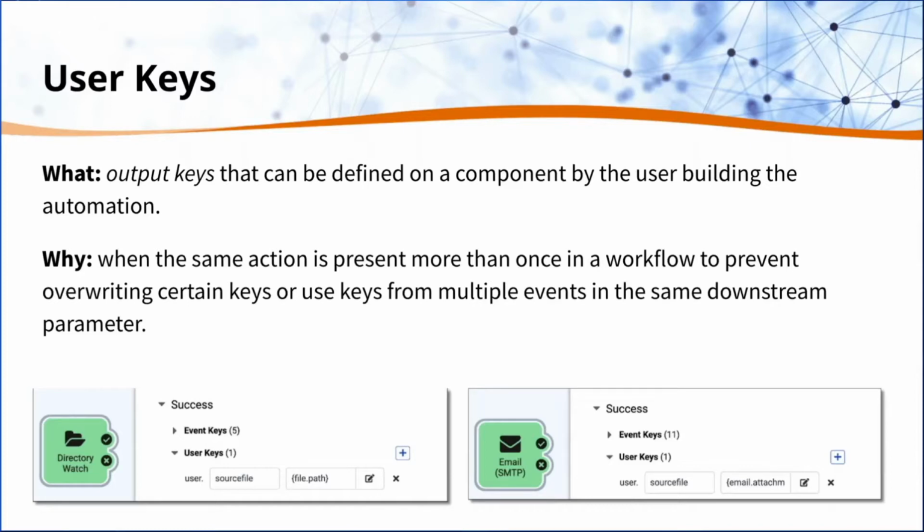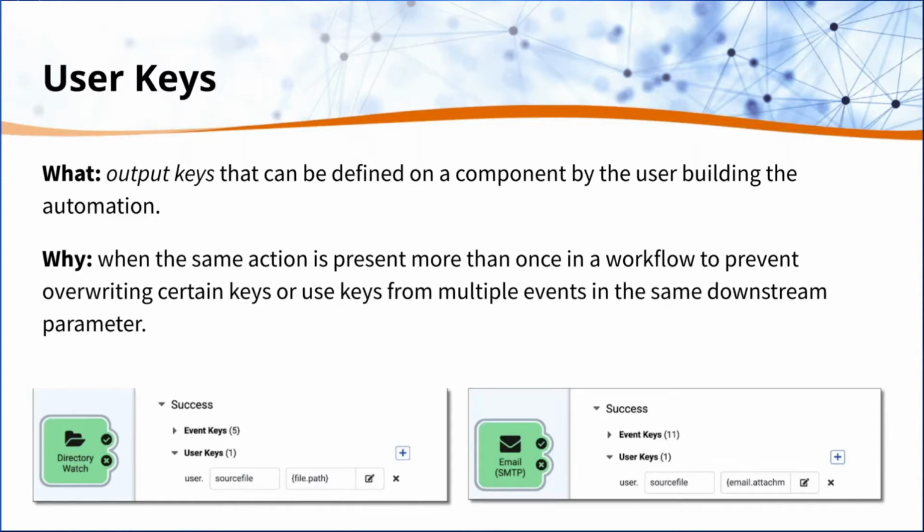Second, you may wish to set one downstream parameter to use the value of multiple different upstream keys. For example, perhaps in addition to your directory watch trigger, you have an email trigger. So FME Server is monitoring an existing email account and looking for new emails. And you would like to process files that have either been uploaded to a directory or attached to an email.